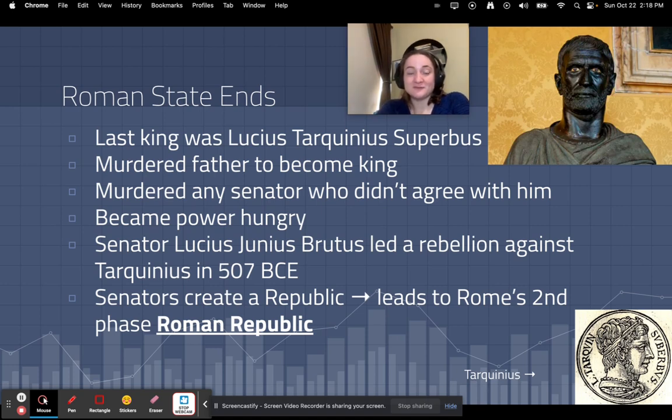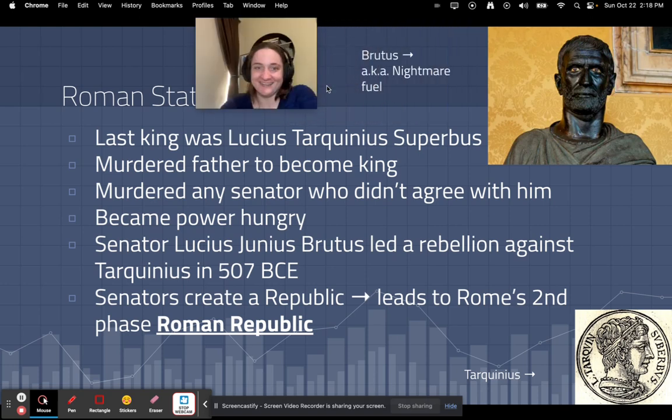Yes, the last 150 years, it kind of has a dramatic ending. So the last king, his name was Lucius Tarquinius Superbus, and he murdered his father to become the king, if that gives you an idea of who he was as a person. He also murdered any senator that did not agree with him. So he became incredibly power hungry.